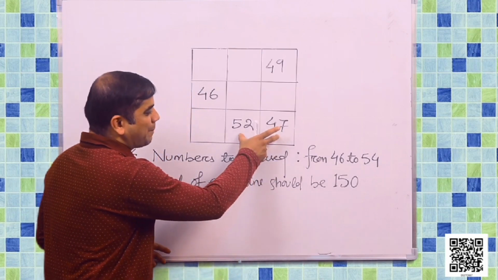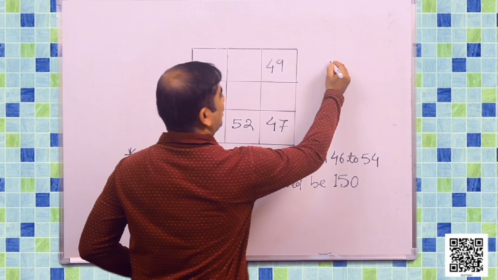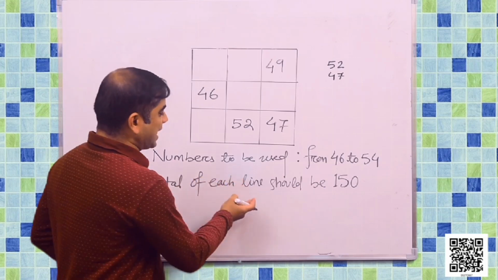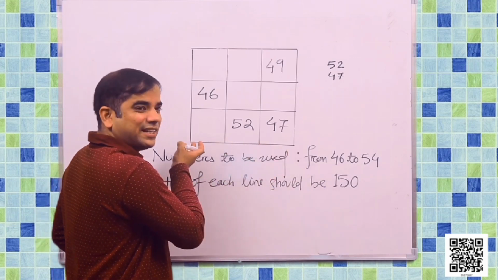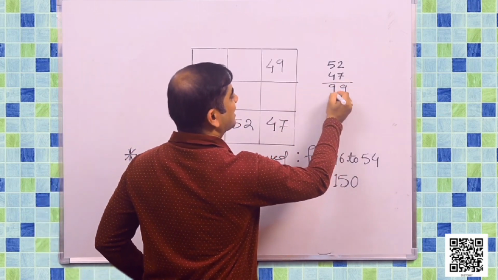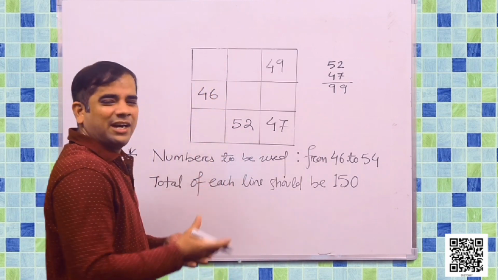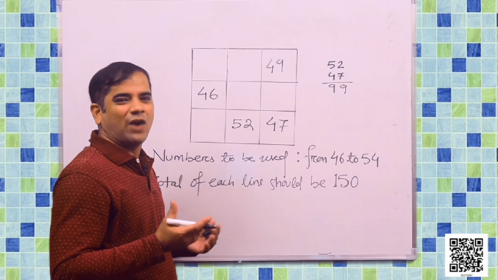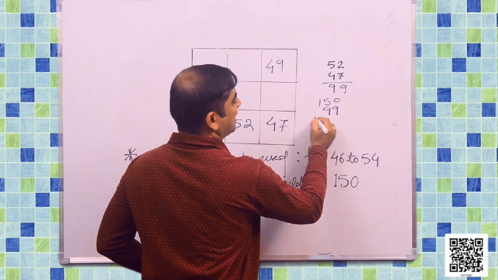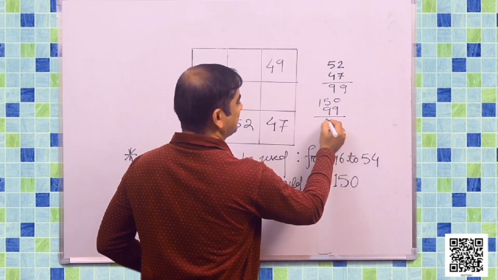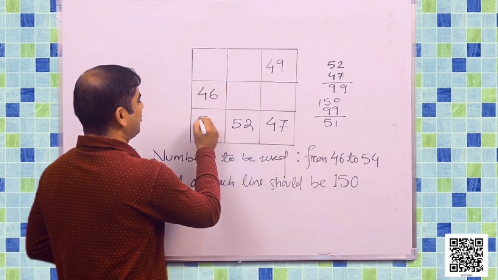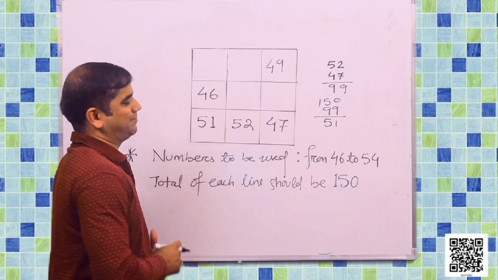We have been given a pair of numbers over here, 52 and 47, and the rule says that the sum of the numbers in a line should be 150. So let us first add these two numbers, which will give us 99. Now we just need to subtract 99 from 150 to get the third number. 150 minus 99, that is 51. So here we can fill 51.